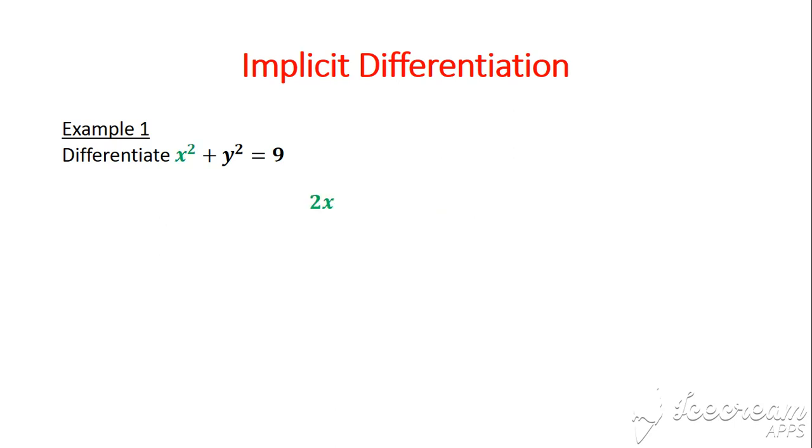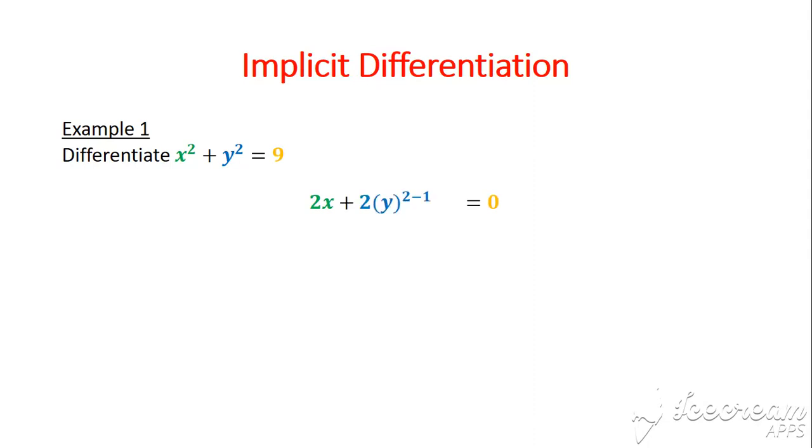All right, let's get into it. The x squared differentiates as normal to 2x. The 9 will differentiate to 0 as normal. The number disappears. Now we've just got this y squared, and this is the tricky bit. You need to think of it like a composite function.